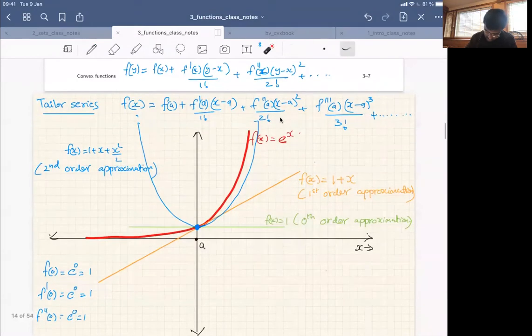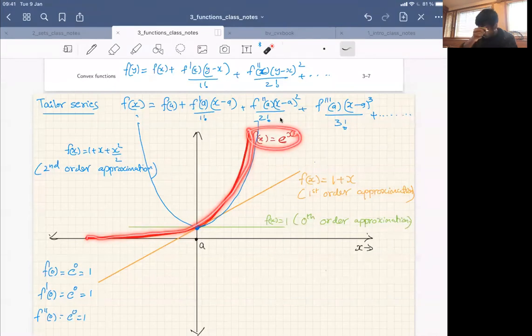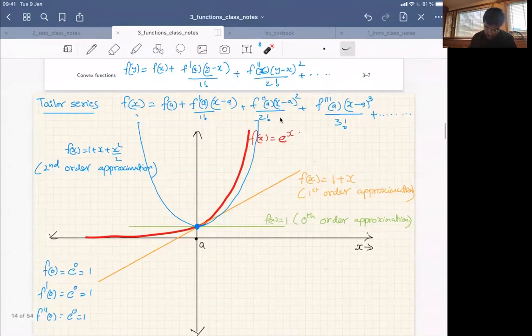So we'll see an example here. I'm considering the function f of x equal to e raised to x. So what is the Taylor approximation here? First, let's say the 0th order approximation.